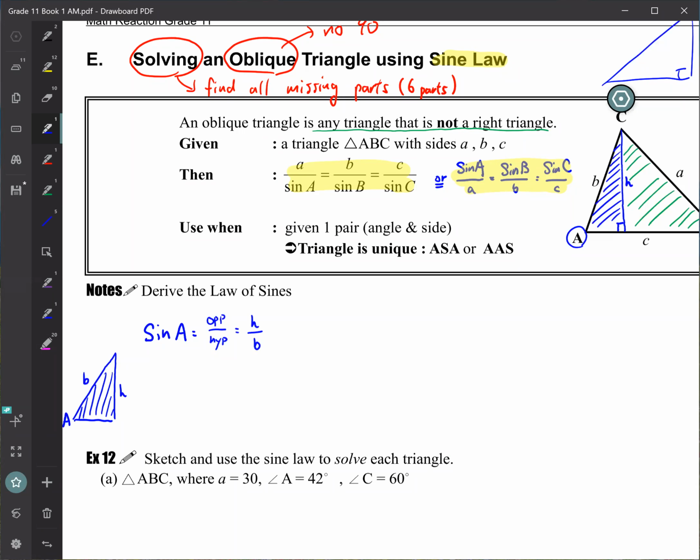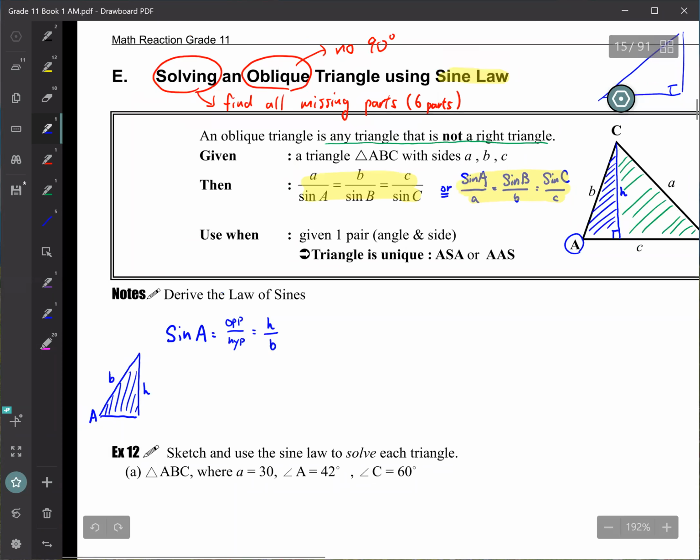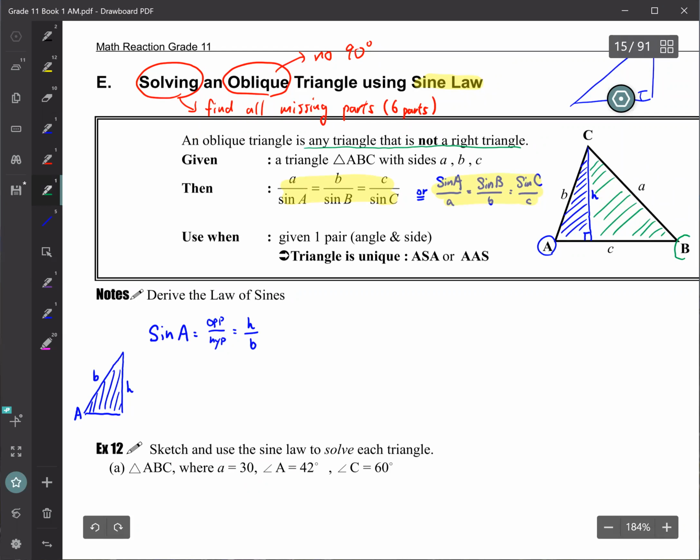Make sense? Okay, now we are going to do the same thing with the green triangle, okay? But instead of looking from angle A, we will look at it from angle B, okay? So write down sine B. It's still sine, right? So it should still be opposite over hypotenuse. But then you are looking from angle B now. Look at the green triangle. It should be what over what?